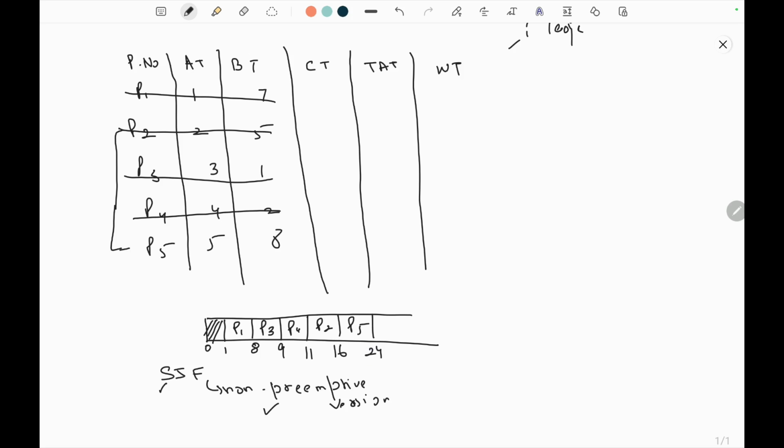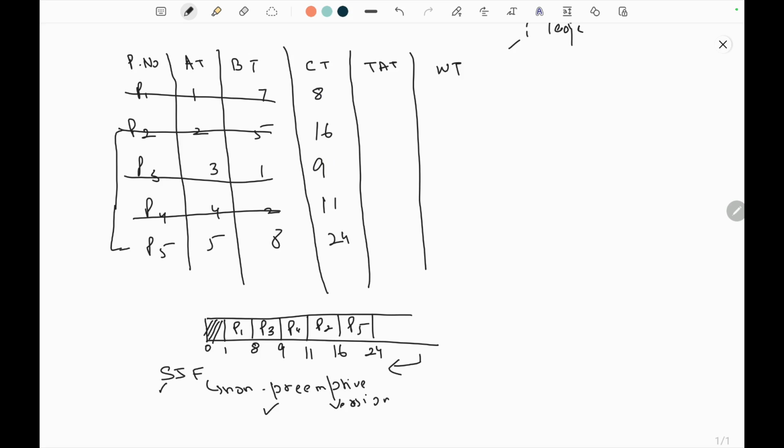And the completion time, you start from the right side. If you remember, in order to write the completion time, we start from the right side. So P5 is completed at 24 time units. Then P2 is completed at 16 time units. Then P4 is at 11 time units, P3 is at 9 time units, and P1 is at 8 time units.